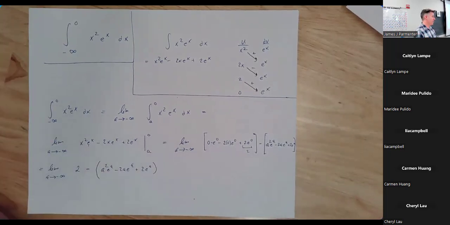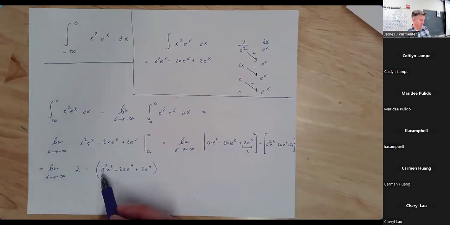How do we deal with that limit? Well, it's unfortunate. It is, what do we call that? An indeterminate form. If a is going to negative infinity, a squared is infinite, and e to the a is going to 0. Think about the graph of e to the x. If you're going way to the left, you're getting closer and closer and closer to 0. When you have a 0 times infinity, it's indeterminate.